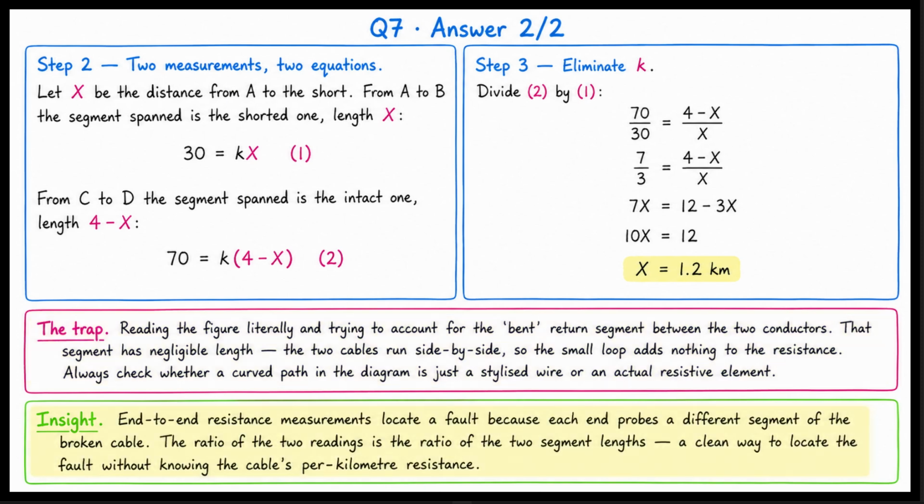The transferable insight. End-to-end resistance measurements locate a fault precisely because each end probes a different segment of the broken cable. The ratio of the 2 readings is the ratio of the 2 segment lengths, and that ratio is enough to find the fault position without knowing the cable's per kilometer resistance. This is a very common technique in fault finding on long cables and telephone lines.